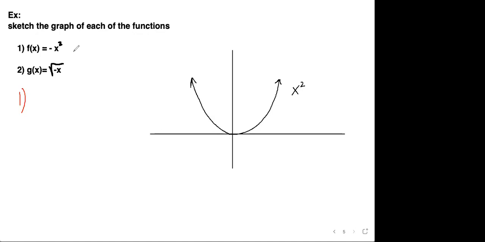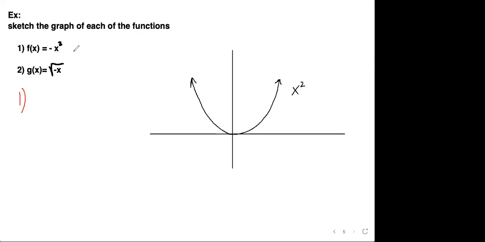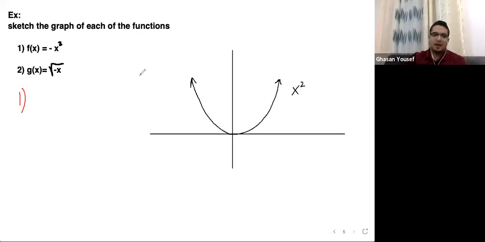Around which axis should we reflect it? The x-axis. Around the x-axis, exactly. Because the minus is outside the function, this means we have to graph the function x squared around the x-axis. So around the x-axis, my mirror will be here.